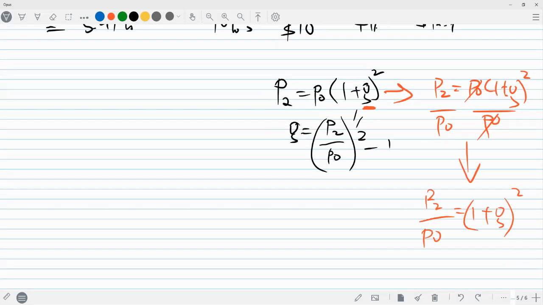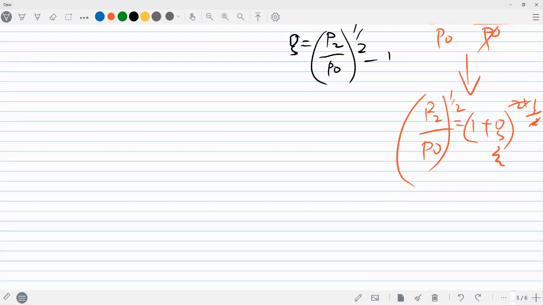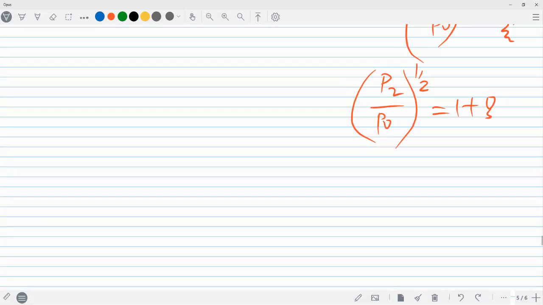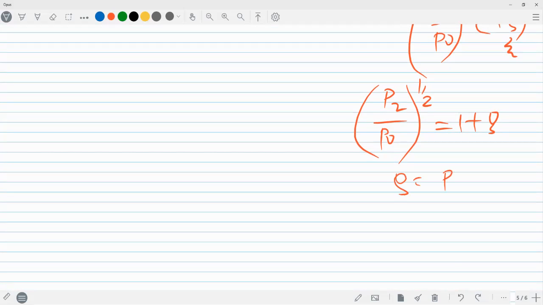So what can you do here? You can raise both sides to the power of a half. This goes, and you do the same with the other side. Therefore we remain with G here: (P2 divided by P0) to the power of a half is equal to 1 plus G, because the square has already gone. And you make G the subject of the formula: G is equal to (P2 divided by P0) to the power of a half, minus 1.